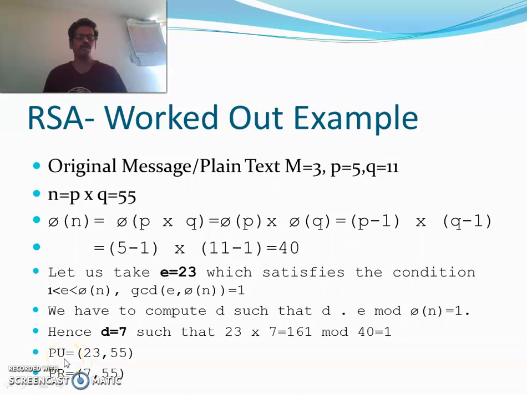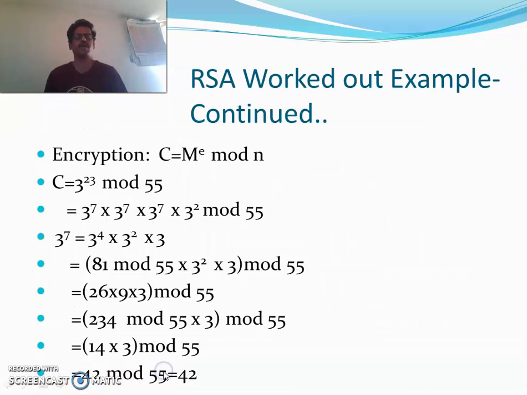So PU equal to 23 comma 55, that is E comma N, and PR equal to 7 comma 55, that is D comma N. Now we are going to perform the encryption part. The formula is C equal to M power E mod N. Once again, M is our original message or plain text, and C is our ciphertext coming out of the encryption process. C equal to 3 power 23 mod 55.